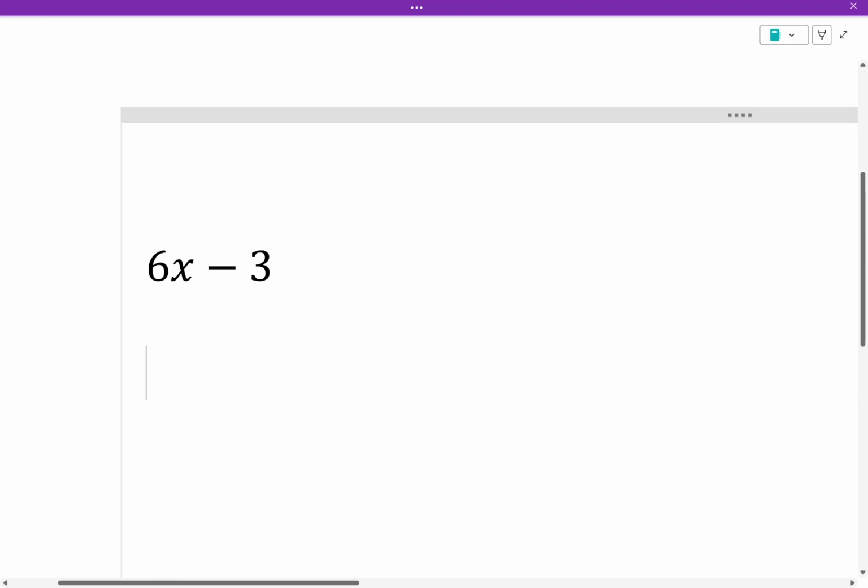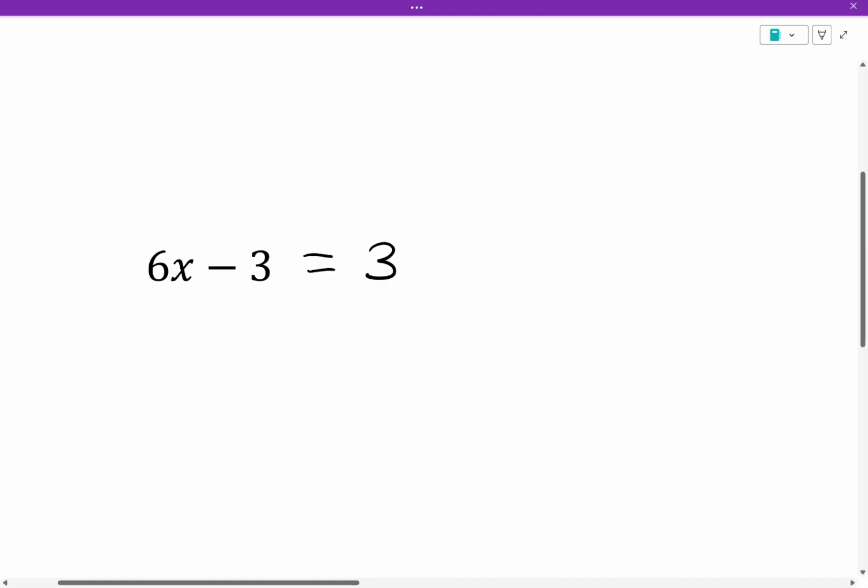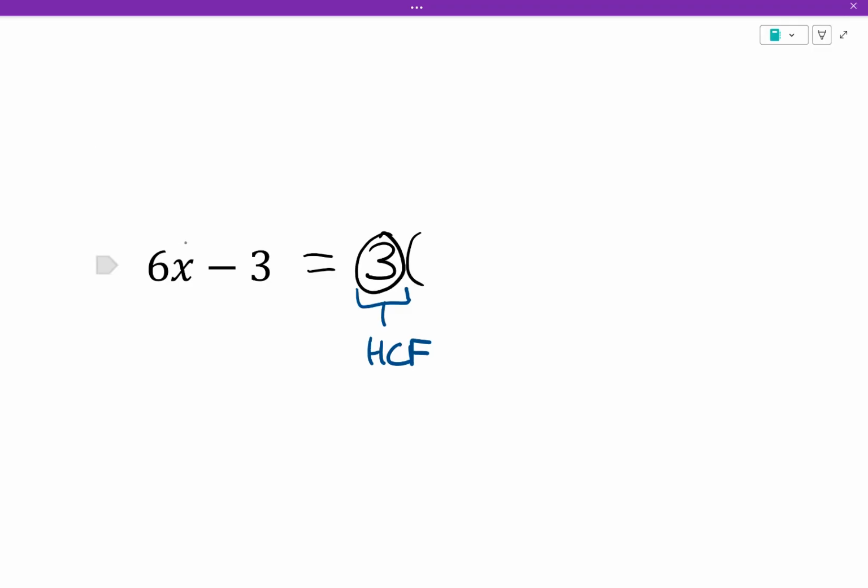I just want to talk through the standard process. Step 1 for factorizing, you've got to figure out what your highest common factor is. If we've got 6x and negative 3, our highest common factor would be 3. So you'd write a 3 here. I'm just going to indicate that this is our highest common factor, just for future reference. Once you've got your highest common factor, you open your bracket. Then you ask yourself, what do you multiply by 3 to get to 6x? Well, that would be 2x. And what do you multiply by 3 to get to negative 3? Well, that would be negative 1. And then you close your bracket.